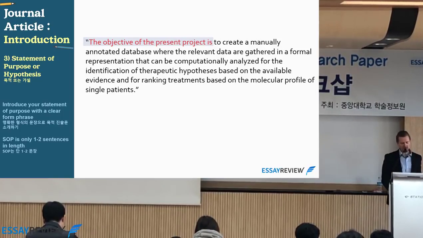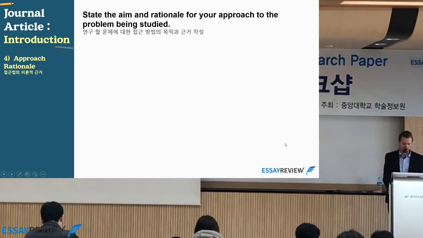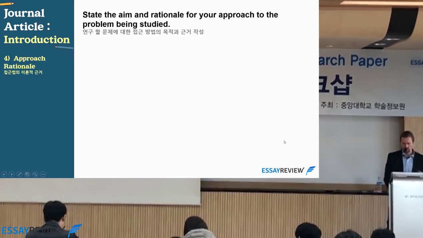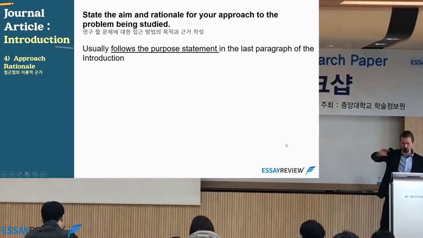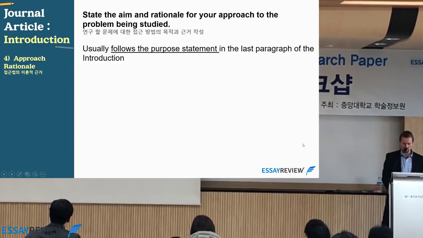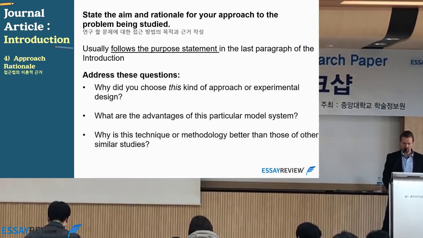Last, you may or may not use an approach rationale. A rationale is a justification of why you did the study a certain way, a justification of your study design. So this usually follows the purpose statement, right? Right after your hypothesis, your purpose statement, you might explain why you did this. So you might address why you chose this kind of approach. What are the advantages of this particular system, this model? Why is this technique better than the other studies that you mentioned?